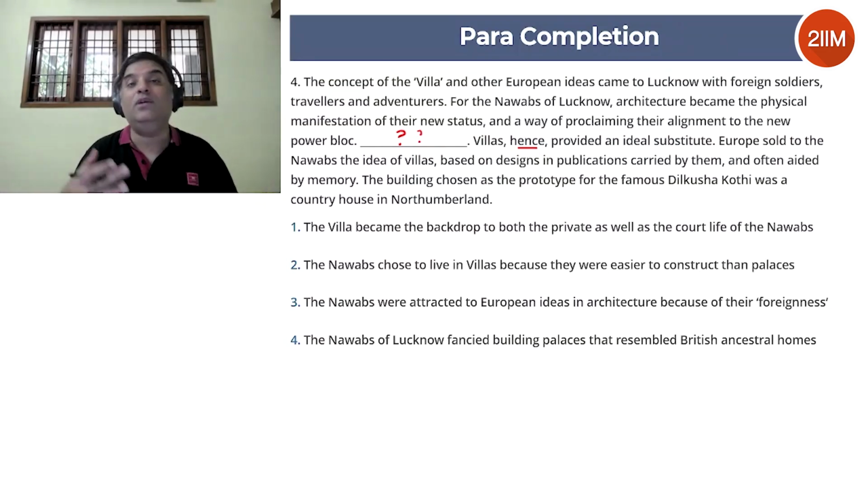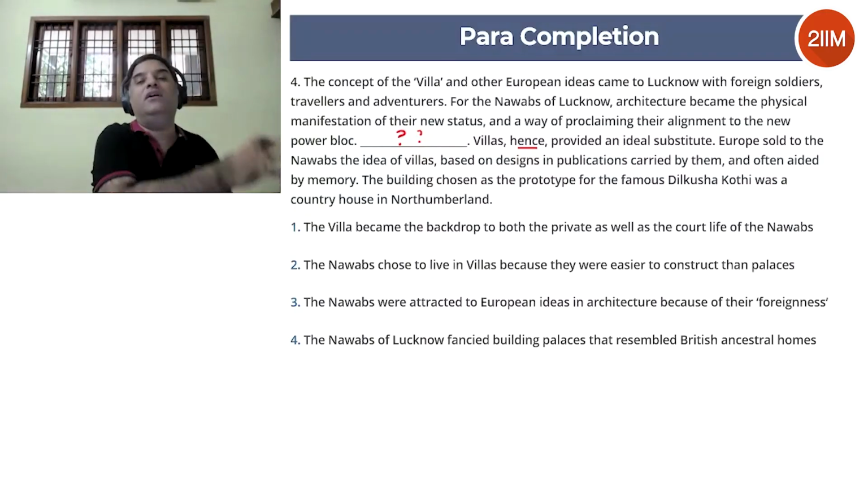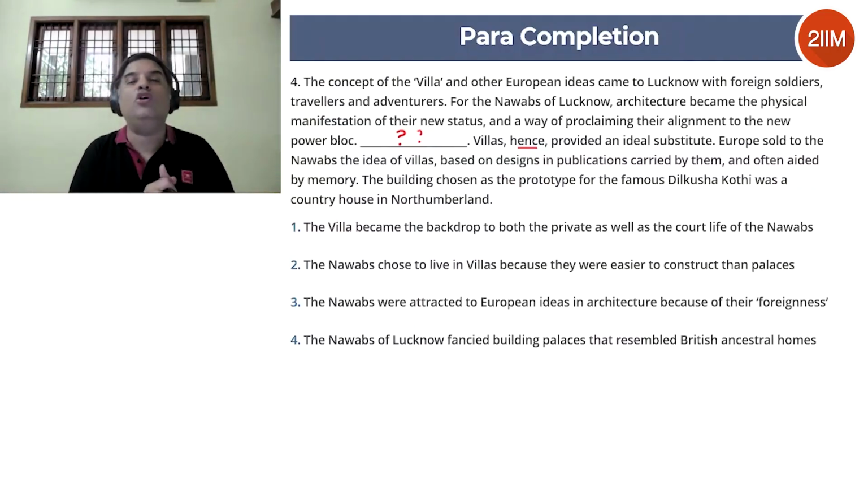Okay, so that means the buildings that were built or created in Lucknow started being modeled after villas in Europe. And then the example that's given is the famous Dilkusha Koti, which was in Lucknow, was modeled after a country house in Northumberland, which was a villa. Okay, so that's just an example.